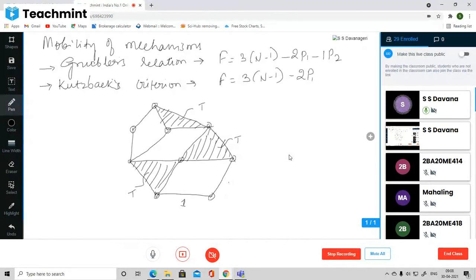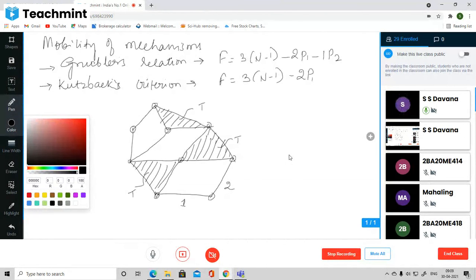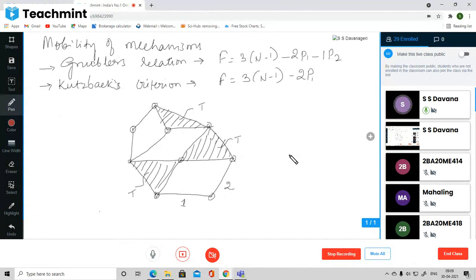This is link 1, link 2. Now let us take this as link 3, link 4, link 5, link 6, 7, and 8 here. Okay, 7 and 8. Now, if you consider the links 6, 7, and 8, these are going to form a ternary joint here.